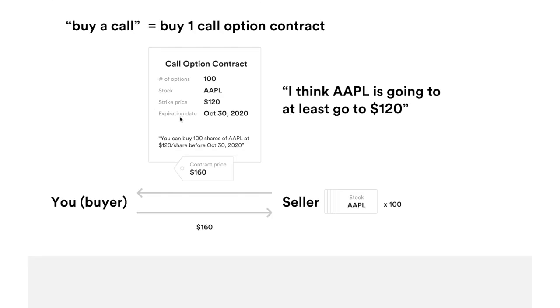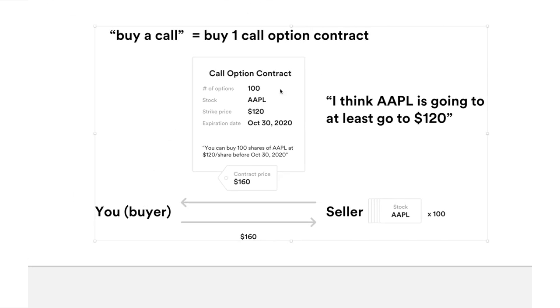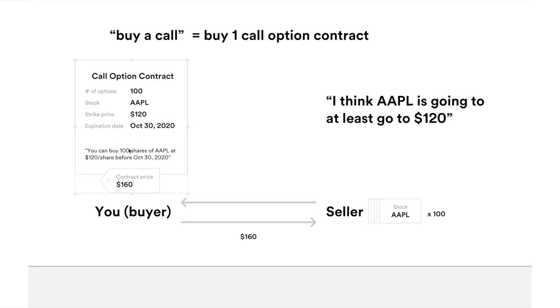Since you're buying the call option, that means you are the buyer. If you are the buyer, that means somebody's going to be a seller. So for the seller to sell you or write you this call option contract, the seller needs to have 100 shares of Apple. So if you want to exercise, if you want to use this contract to buy 100 shares of Apple at this price, where are the 100 shares coming from? It's coming from the seller, okay?